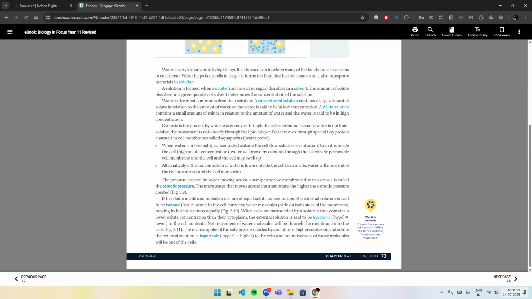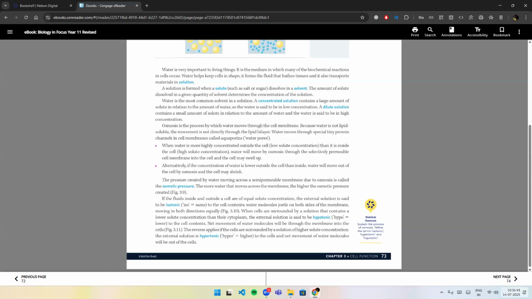A concentrated solution contains a large amount of solute in relation to the amount of water, so the water is said to be in low concentration. A dilute solution contains a small amount of solute in relation to the amount of water, and the water is said to be in high concentration. Osmosis is the process by which water moves through the cell membrane.